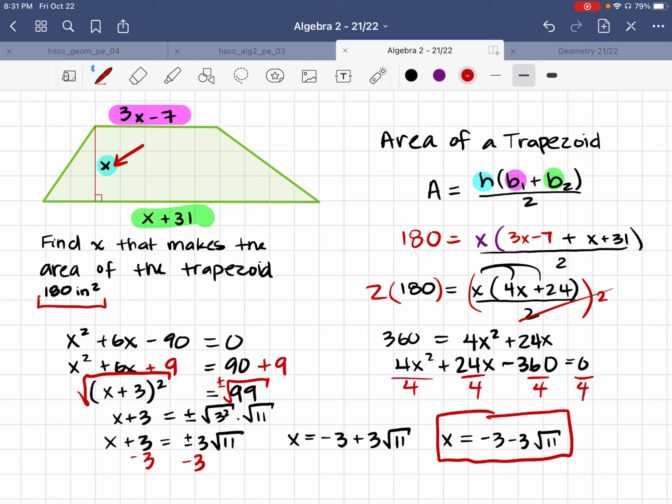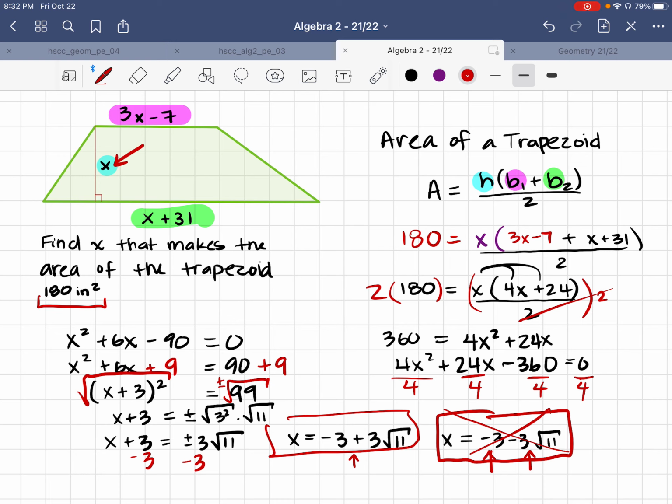And the reason I know it's negative is because this is a negative number and you're taking more away from it. That means this whole thing must be negative. So we know that that cannot work. X cannot be negative. But this one actually comes out to a positive value, and this is why the acceptable answer to this problem is going to be negative 3 plus 3 square root 11. This pretty much wraps up how we would solve this problem.